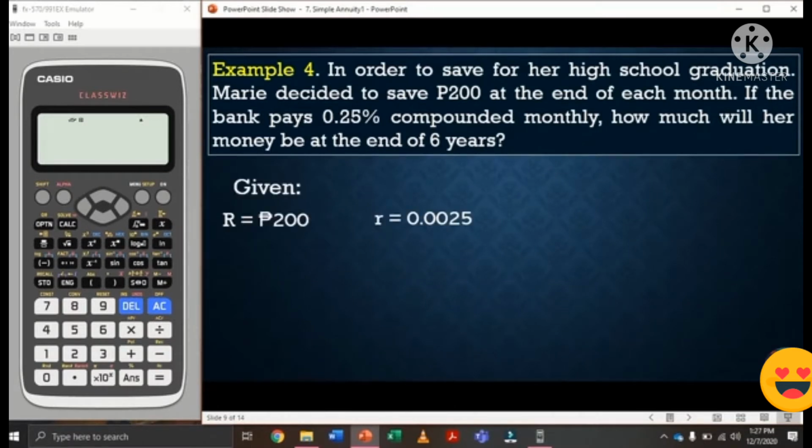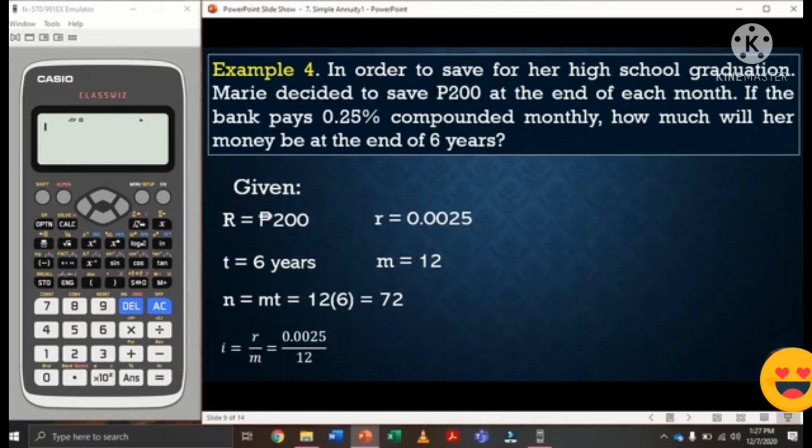So, ano yung mga given natin? So, regular payment niya is 200 pesos and then yung interest rate is 0.25%. That will be 0.0025. So, i-convert na natin into decimal. And then, the term is 6 years and m is 12 since that is compounded monthly. And then, yung n natin, m times t, or that is 12 times 6, that is 72, total number of periods. And i, r over m, so that is 0.0025 over 12.